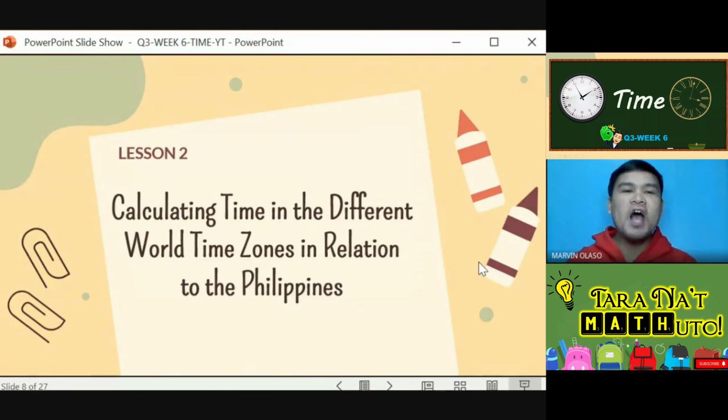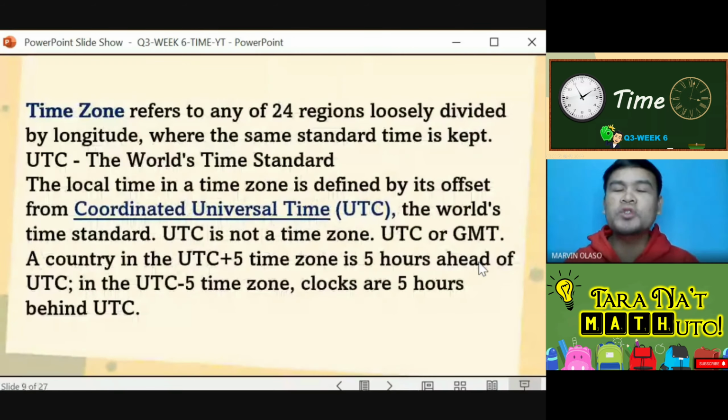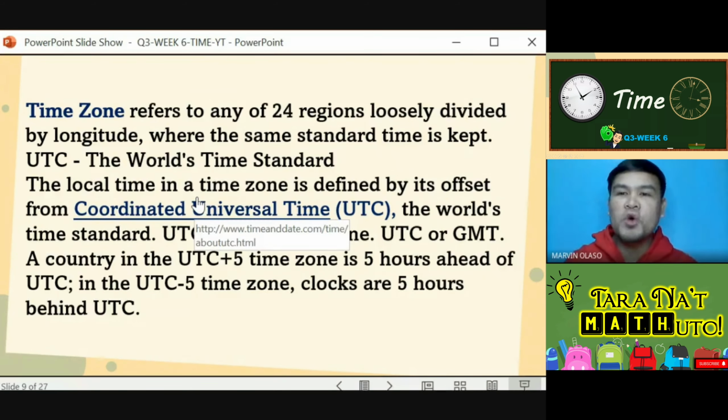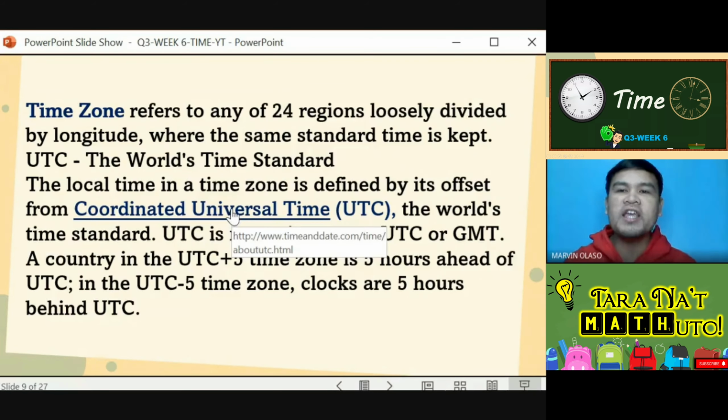Alright. Now, when we say time zone, it refers to any of 24 regions loosely divided by longitude where the same standard time is kept. So, meron tayong tinatawag na UTC, which means the world's time standard. Meron tayong standard time na sinusunod. It means the local time in a time zone is defined by its offset from coordinated universal time. Yun ang ibig sabihin ng UTC, no?